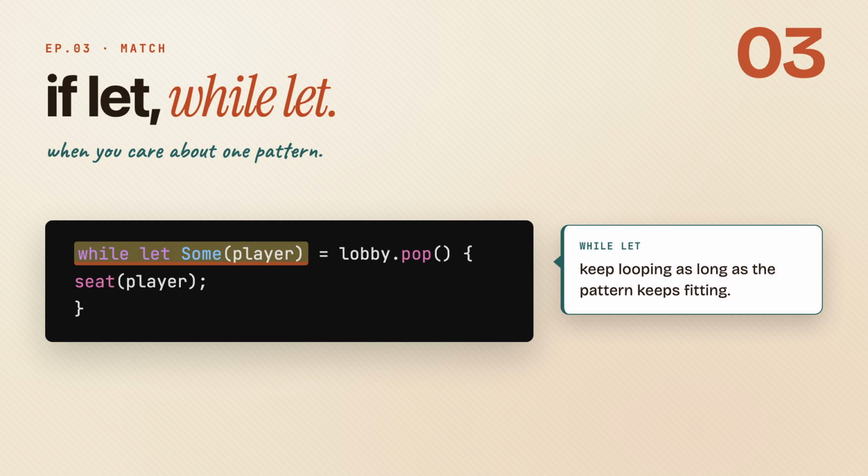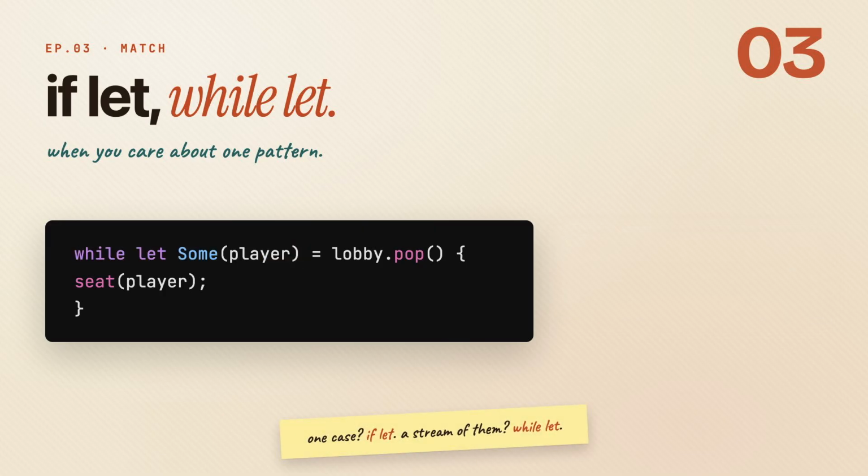It's the same idea but for loops. while let keeps going as long as the pattern keeps fitting. Pop a player off the lobby, seat them, repeat. The moment pop returns None, the pattern misses and the loop ends. Decision: do you care about every case? Reach for match. Just one case with optional fallback, if let or if let else. Draining a stream while the pattern holds, while let. Match when it matters, if let when one case is just enough.